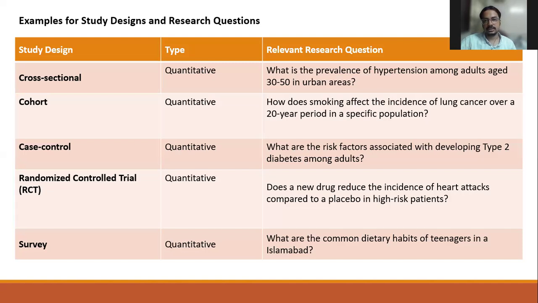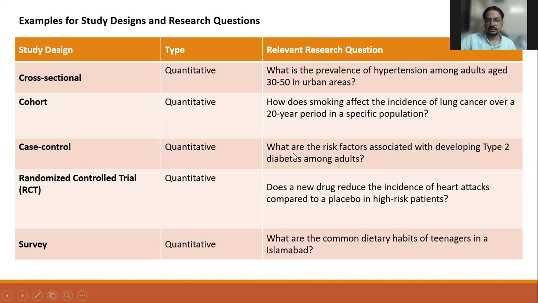For the cross-sectional study, the research question can be: what is the prevalence of hypertension among adults aged 30 to 40 in the urban areas? For the cohort study, the research question can be: how does smoking affect the incidence of lung cancer over a 20-year period in a specific population?